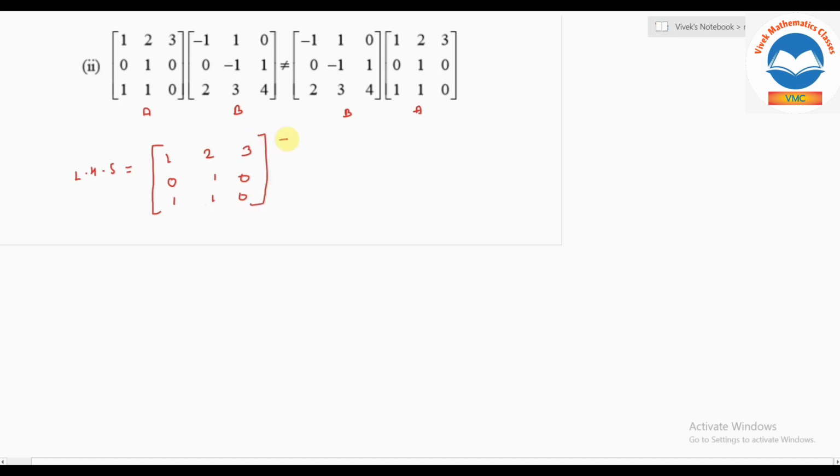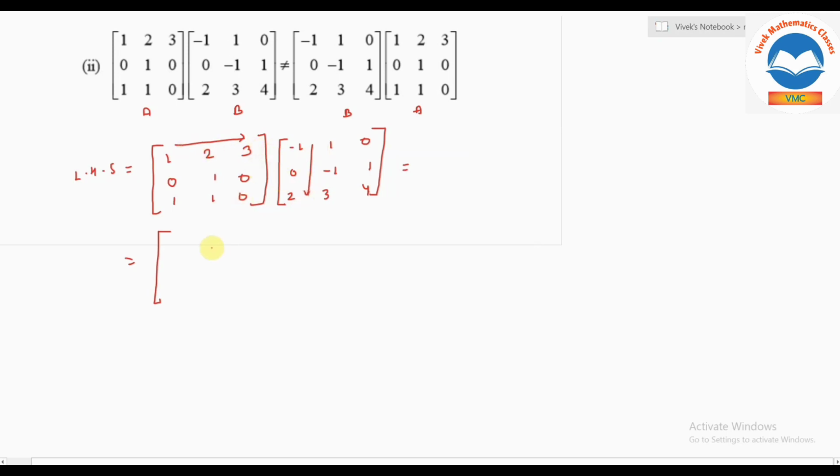Okay, this we need to multiply with another 3 cross 3 matrix: minus 1 1 0, 0 minus 1 1, and 2 3 and 4. So we will multiply this and we will check the answer. Okay, so how to multiply? You have to multiply row by column. So first of all we will multiply first row and first column.